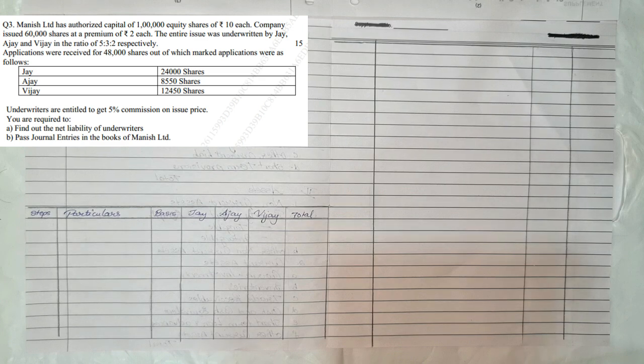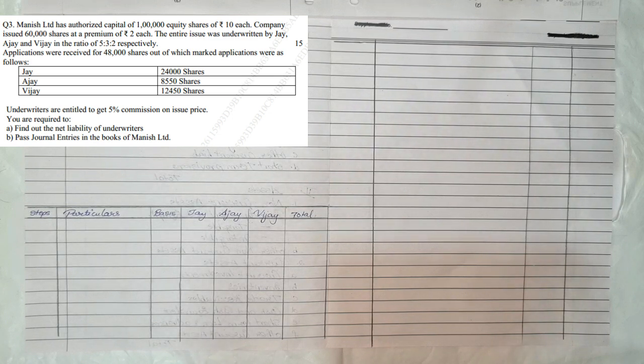Okay, the first question, that is question number 3. We'll read the question once. It's given that Manish Limited has authorized capital of 1 lakh equity shares of 10 each. The company issued 60,000 shares at a premium of rupees 2. The entire issue was underwritten by Jay, Ajay and Vijay in the ratio 5:3:2. So that is nothing but the gross liability ratio that they are giving you.